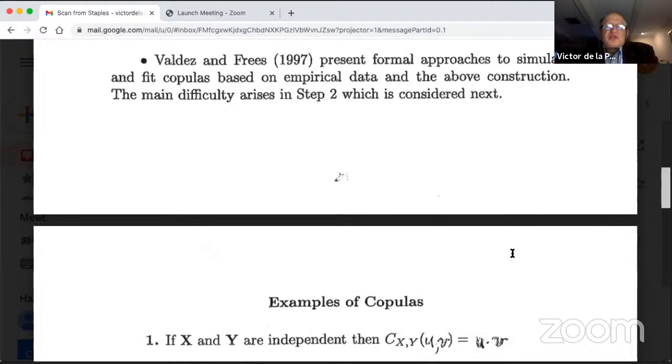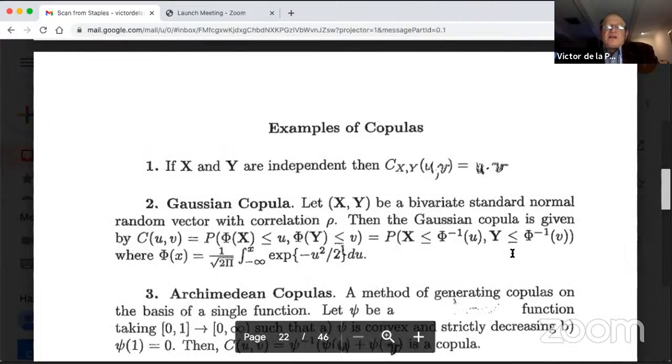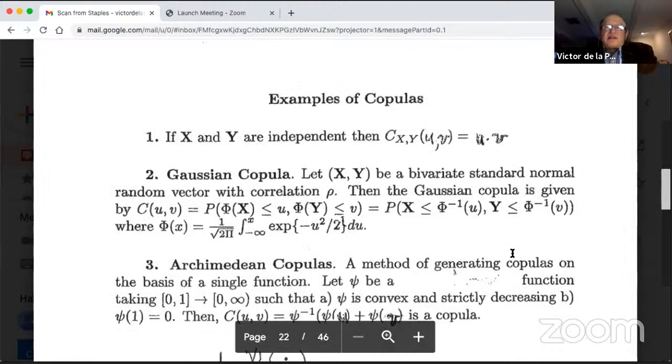Now, I'm going to give you examples of copulas. Okay, if X and Y are independent, the copula associated with those variables is just U times V. That's the copula of independence.